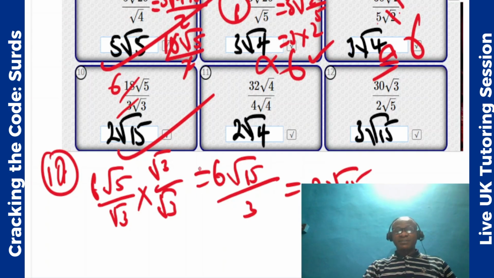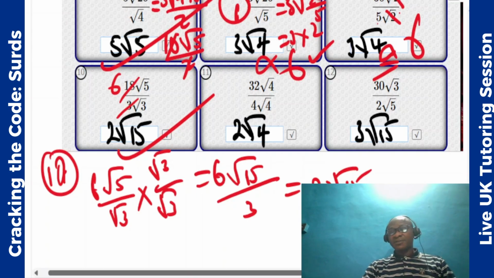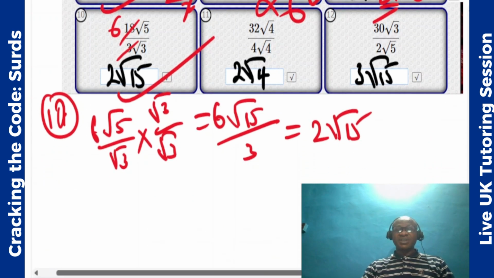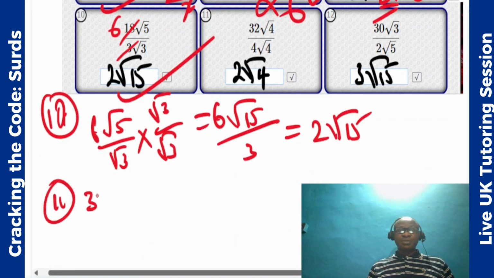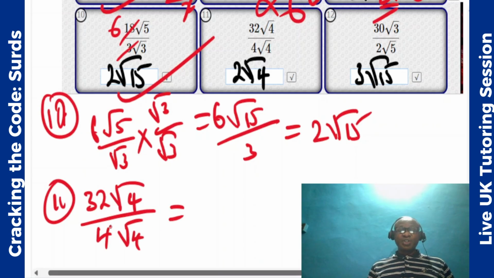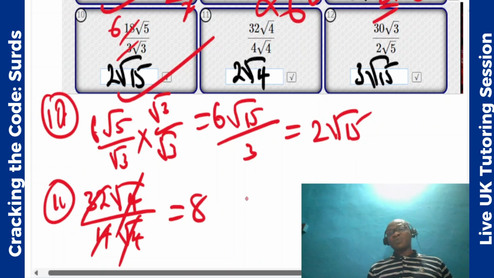Then number 11, why it will be wrong is because of that square root of 4 that I'm seeing there. So let's take it one by one. We got 32, then root 4, all over 4, root 4. This one, you have less work to do. Why? You simply use 4 to divide 32. It will give you 8. Then square root of 4 will cancel square root of 4. So the right answer here is 8.